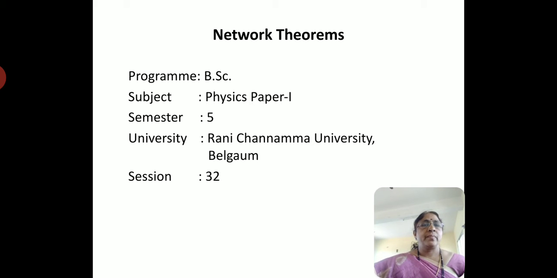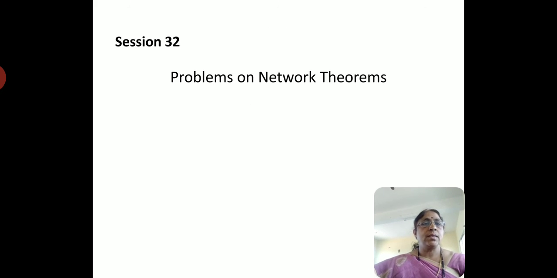Network Theorems. From session 28 to 31, we have studied the theory part of network theorems. There we have studied the superposition theorem, Thevenin's theorem, Norton's theorem, and maximum power transfer theorem. Now, in this session 32, we are going to study some problems on network theorems.